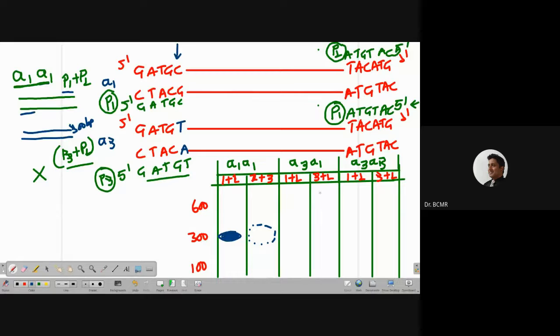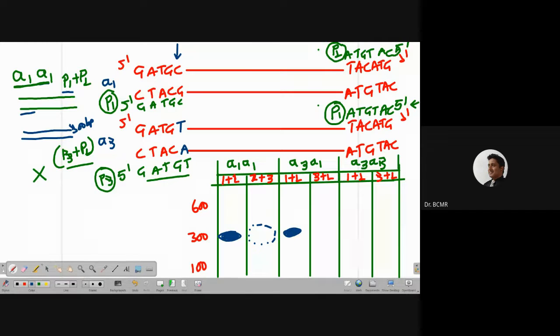If the sample was A1 and A3, then what would happen? Like in the second case, A1 and A3, what would happen? In that one, there is A1, and we are using 1 and 2 primers. The template A1 will act as template for P1 and P2, and we will get a product.